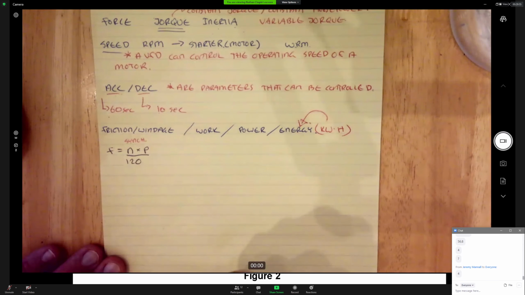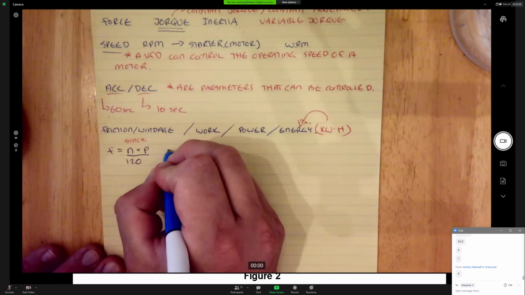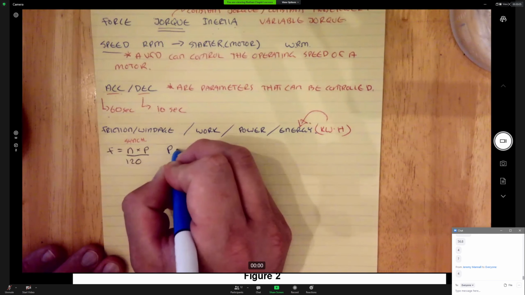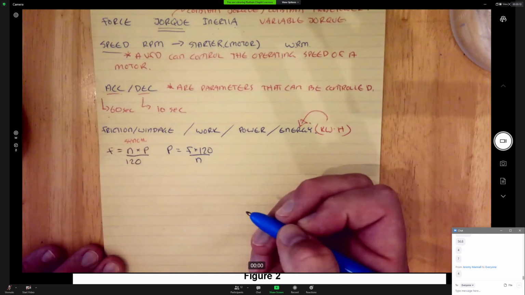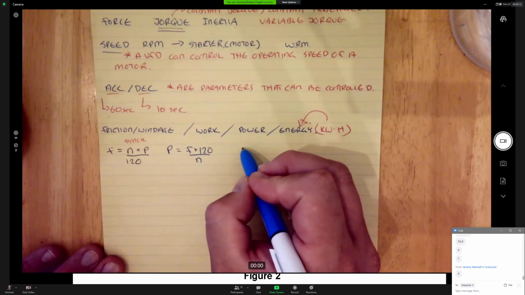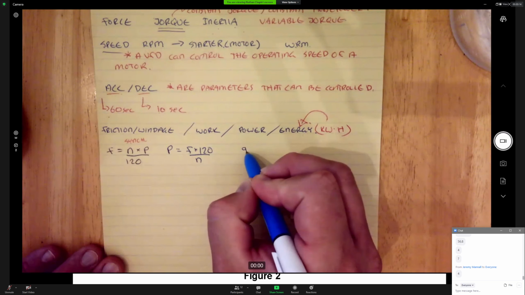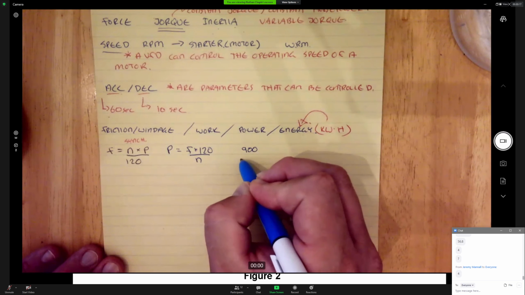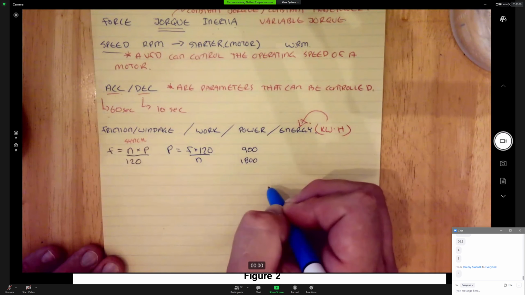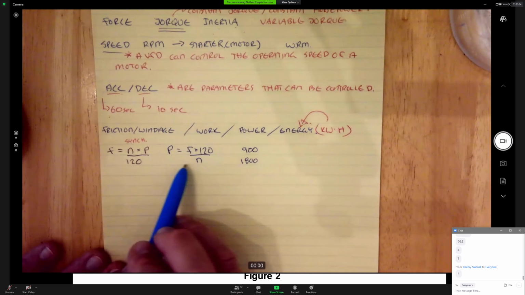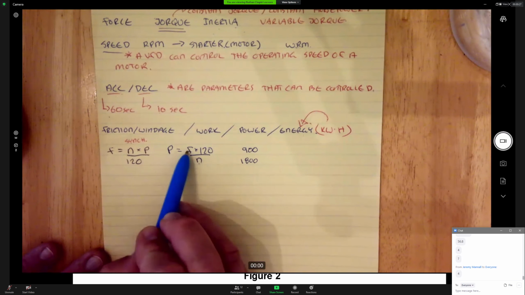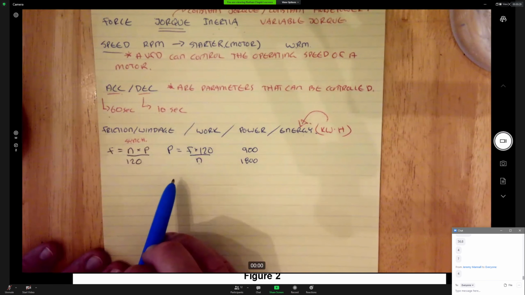So if we transpose this, we'll solve for the number of poles, I guess. That gives us frequency times 120 divided by the speed. And the way it works for your speeds is you are going to have either a synchronous speed of 900 RPM, 1800 RPM, and then it goes up and up depending on the poles, with a given frequency of 60 hertz.